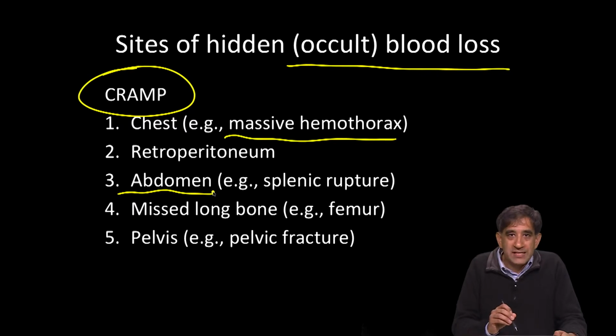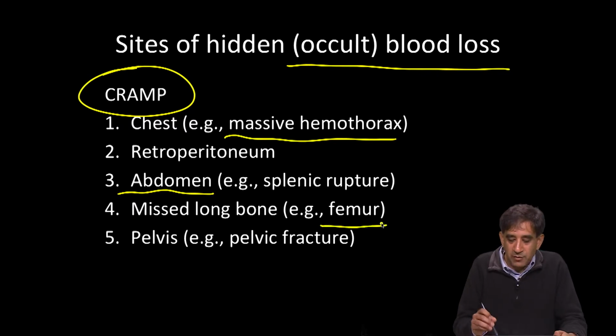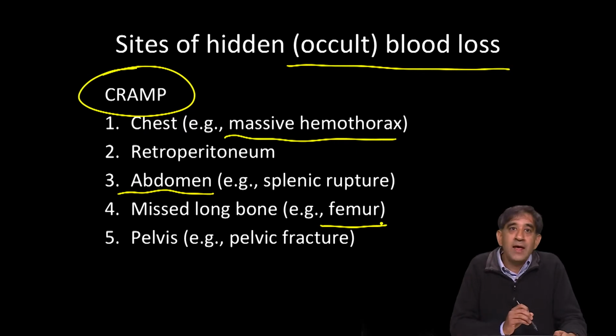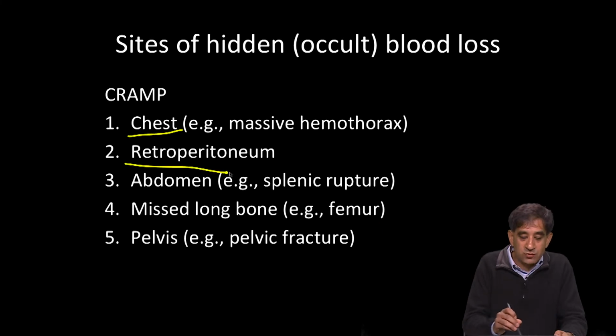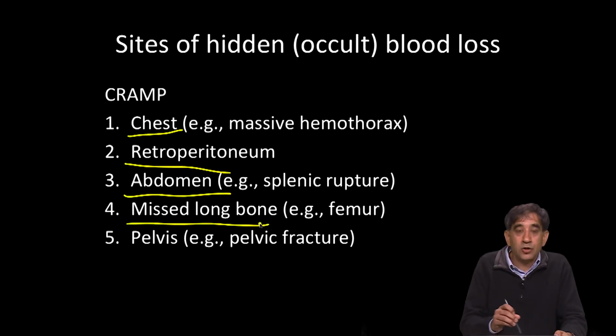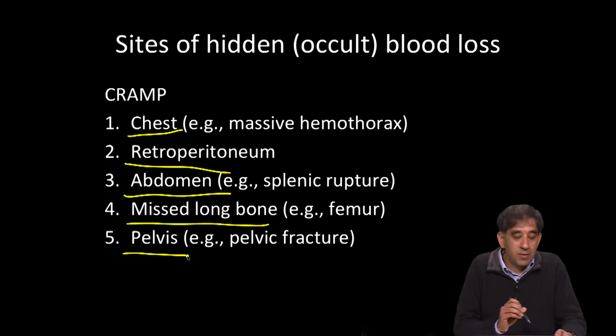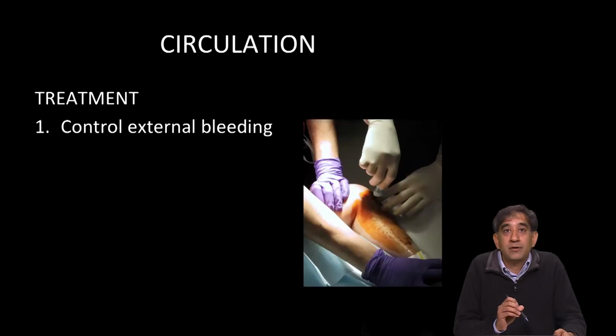Look for a missed long bone fracture, such as a femur fracture, which can cause blood loss, especially in children. And then finally, the pelvis is another area where you can lose a lot of your blood volume. So again, in terms of occult areas for blood loss: chest, retroperitoneum, abdomen, long bones, and pelvis. Remember the mnemonic CRAMP.